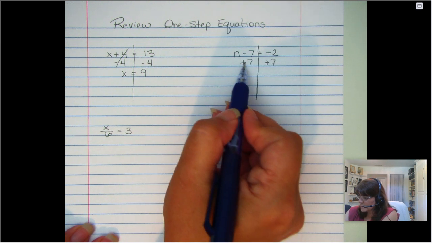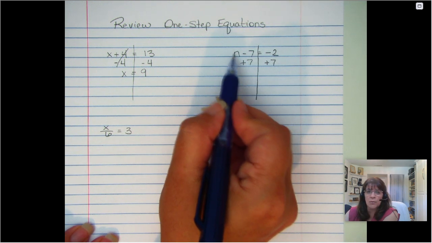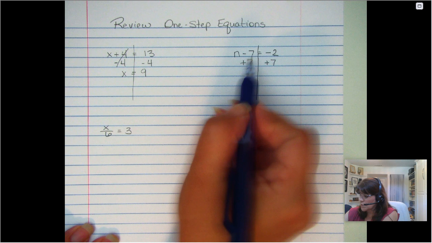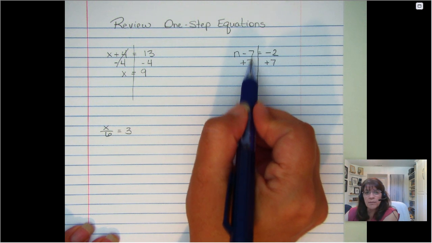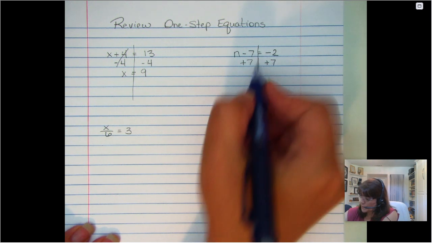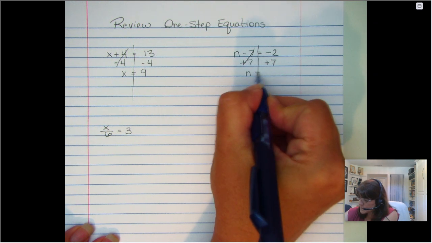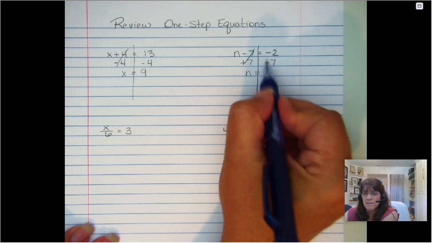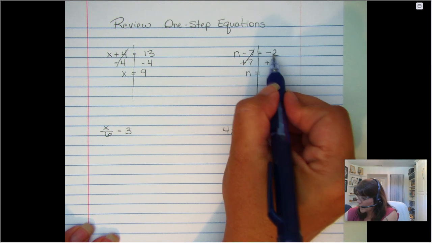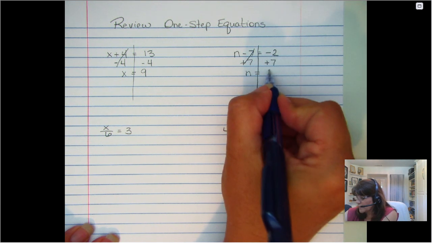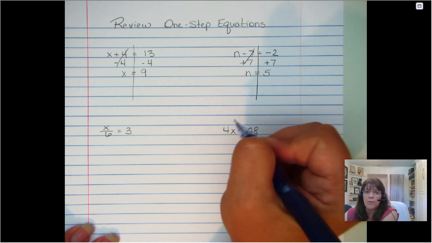Notice I'm not adding the 7 to n. That's a variable, and these wouldn't be like terms. I can only combine like terms. These cancel each other out. N is equal to, well, if I have 7 positives and 2 negatives, that leaves me with 5 positives.